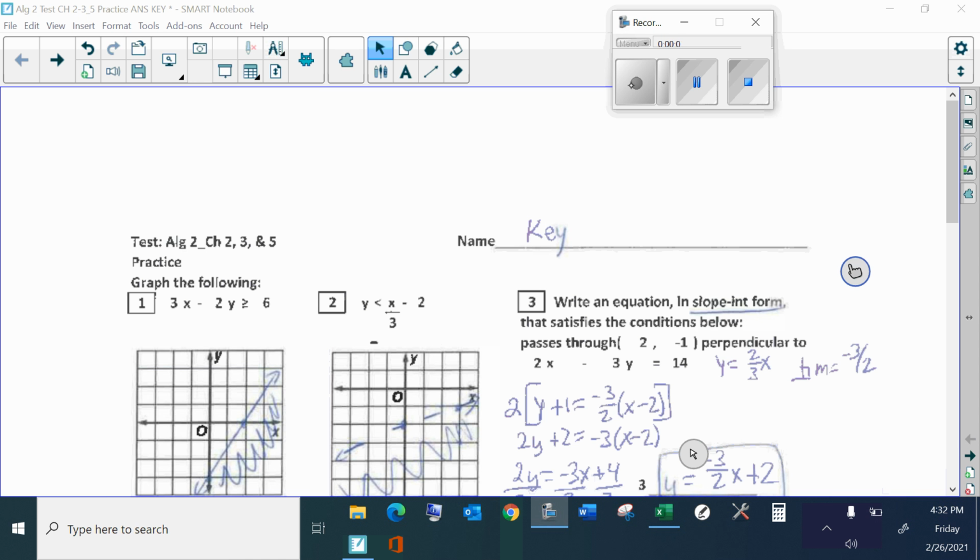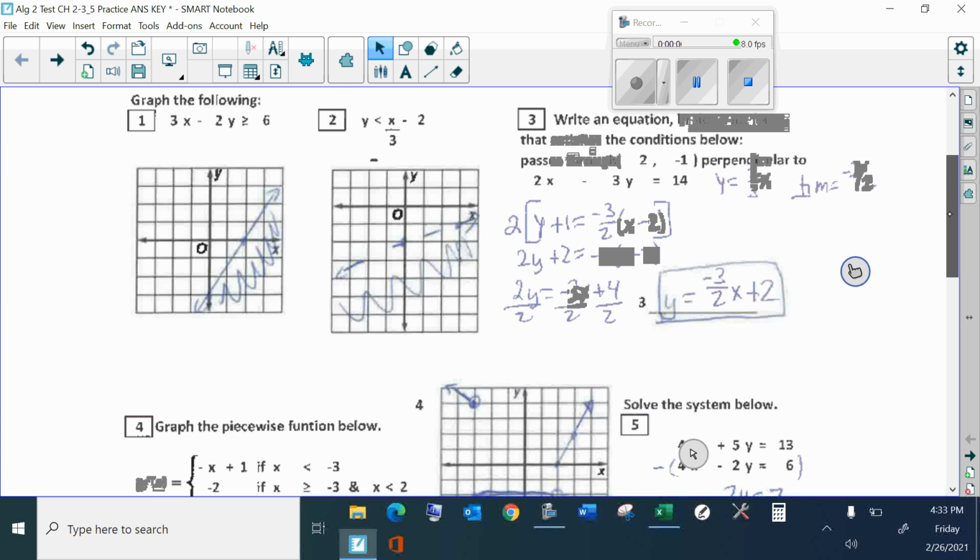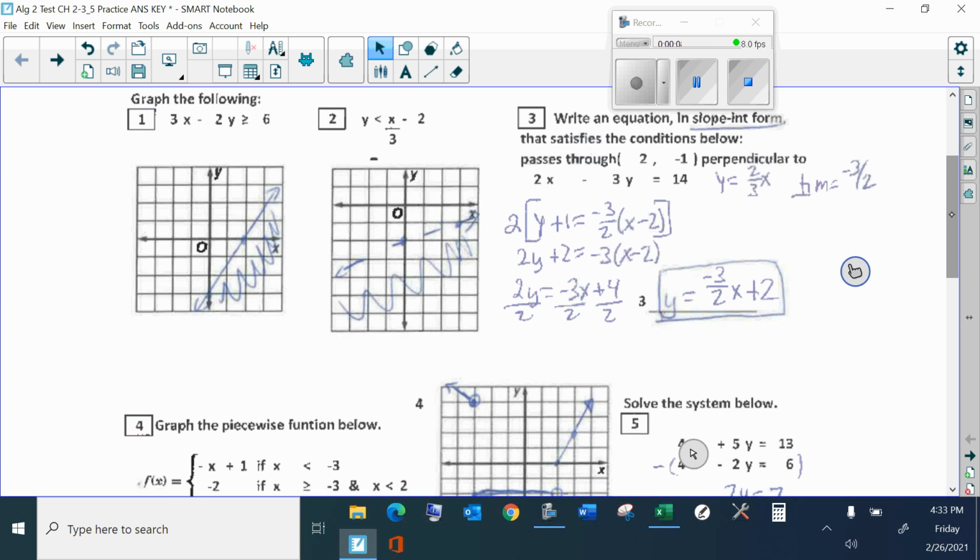Okay, students, let's go through your practice test here. Again, your test will look just like it, just different numbers. So you see this number one's in standard form.